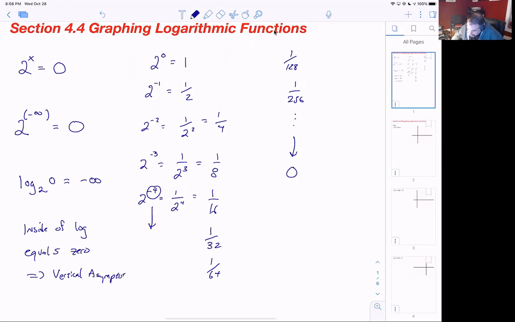So again, this is the most important thing to remember as we look at graphing logs today. When the inside of the log equals 0, at that x value, we're going to have a vertical asymptote. Let's take a look, see if we can put this into practice.